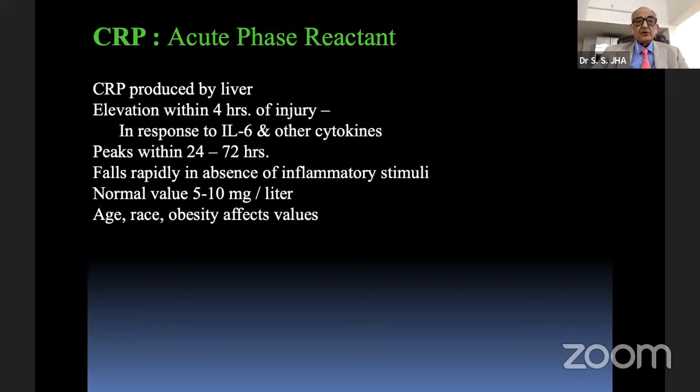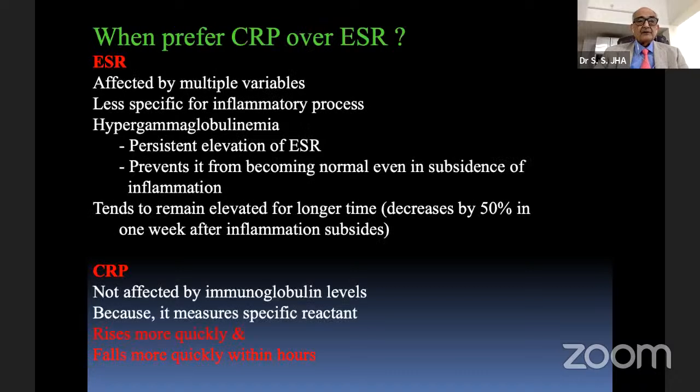CRP, friends, we all keep on doing, and as Dr. Amarnath and I were discussing, hs-CRP also is important. So CRP is produced by the liver. It elevates within 4 hours of injury in response to IL-6 and other cytokines, and it peaks within 24 to 72 hours, and falls rapidly in the absence of inflammatory stimuli. Normal value is 5 to 10 milligrams per liter, but age, race, and obesity can affect the values.